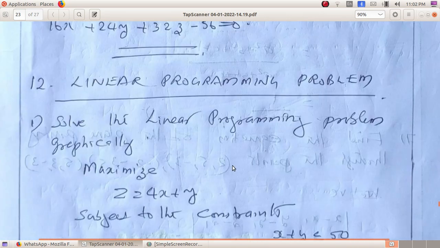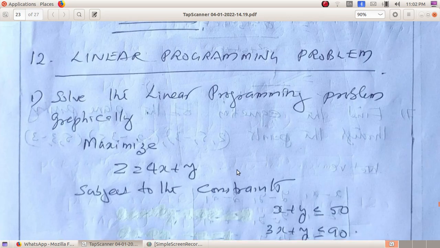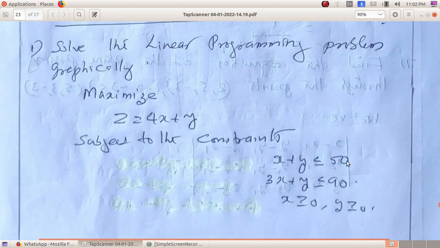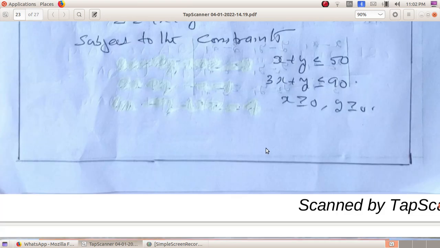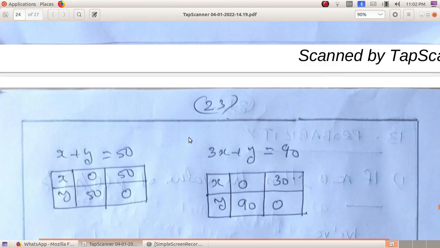Okay. Linear programming problem. Solve the linear programming problem graphically. Maximize z equal to 4x plus y subject to the constraints x plus y less than or equal to 50, 3x plus y less than or equal to 90, x greater than or equal to 0, y greater than or equal to 0. For solving this problem, first we take x plus y equal to 50. Okay. Then drawing the column x, y, you first fill this 0 and this 0. When x equal to 0, y will be 50. When y equal to 0, x will be 50.